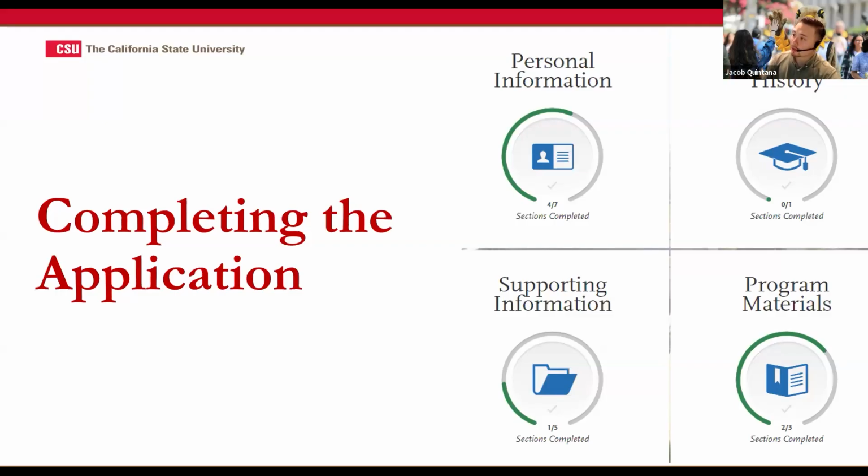But if you're not interested in the EOP program, the section really only takes a few minutes to fill out. Same thing with program materials, which is the bottom right-hand quadrant. This is essentially for any programs that have any additional requirements. So for example, if you're interested in the music program here at Cal State LA, specifically the Music BM program, which is the Bachelor's of Music, it's going to ask you a few questions, right?